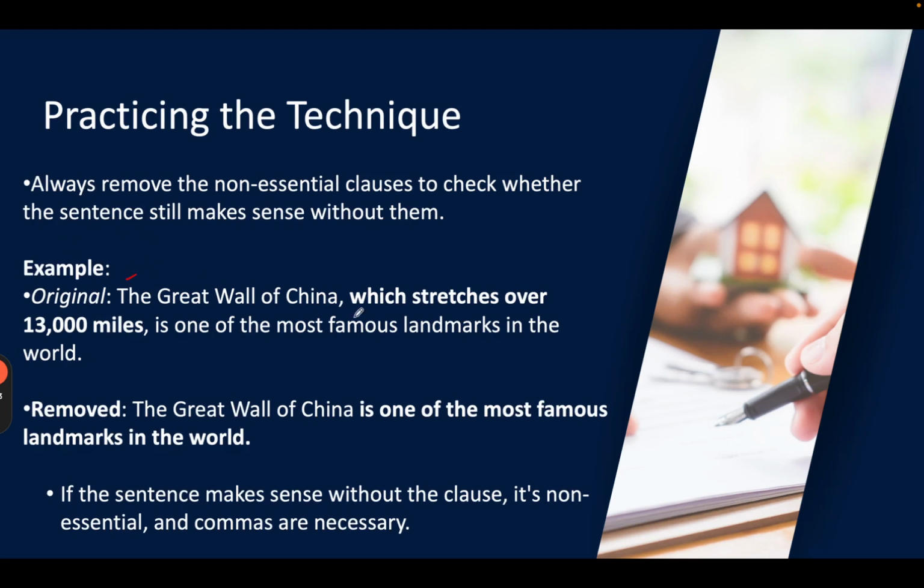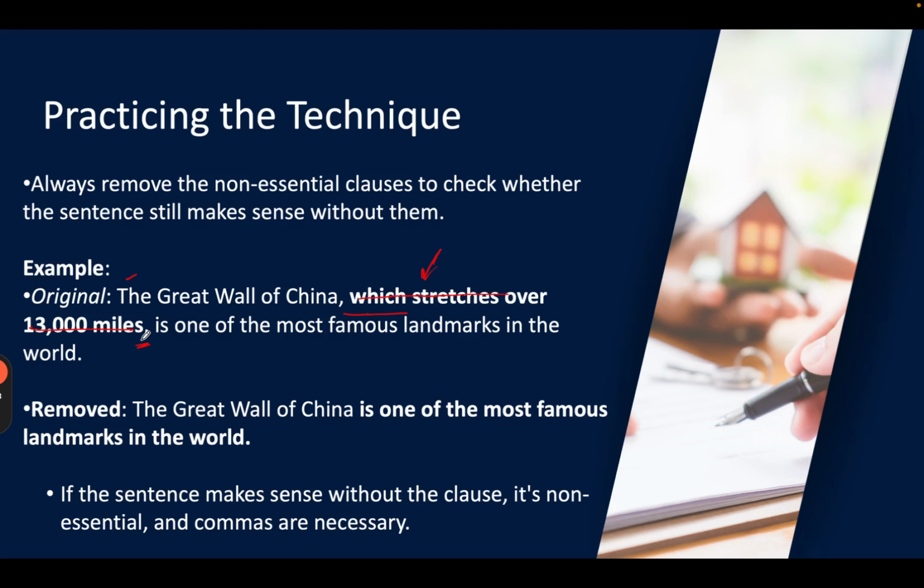Original sentence: The Great Wall of China, which stretches over 13,000 miles, is one of the most famous landmarks in the world. Now I do see a comma which over here. I do see another comma here. How do I see if this is a non-essential bit? I will remove this bit and reread the sentence. The Great Wall of China is one of the most famous landmarks in the world. It makes a complete grammatically correct sentence. The meaning is completely conveyed, which means this is indeed a non-essential bit and it is correctly placed in between two commas.